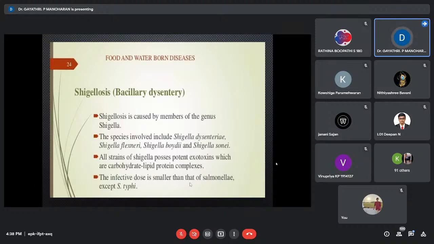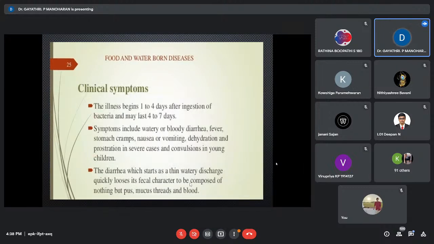All strains of Shigella possess potent exotoxins, which are carbohydrate lipid protein complexes. This culprit Shigella can produce a toxin. This toxin gives more side effects than the bacilli. The infective dose is smaller than that of Salmonella. Shigella needs a very small amount. For example, 2 or 3 bacteria is enough to get the disease.